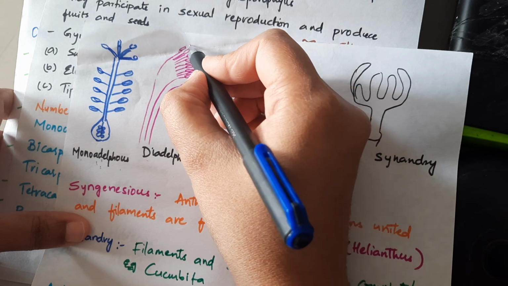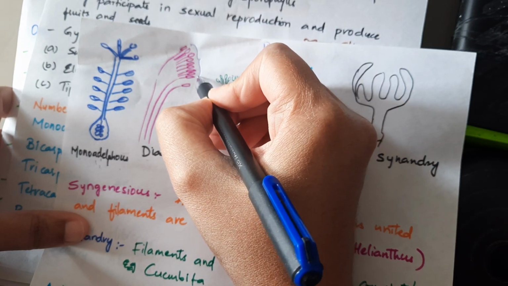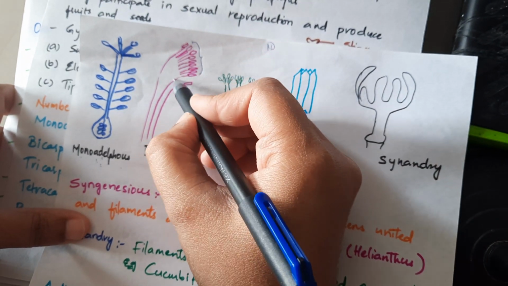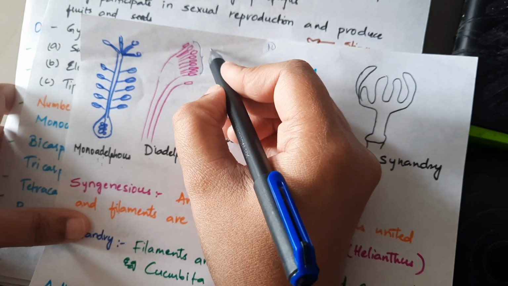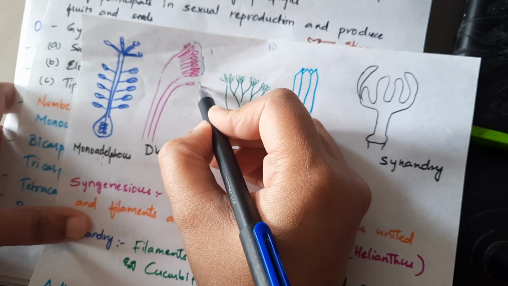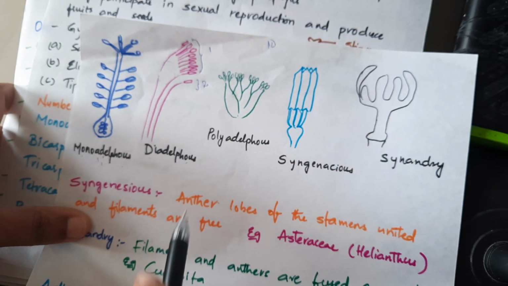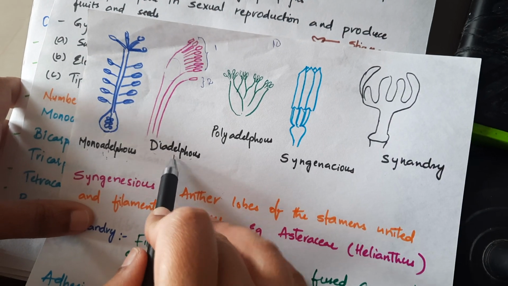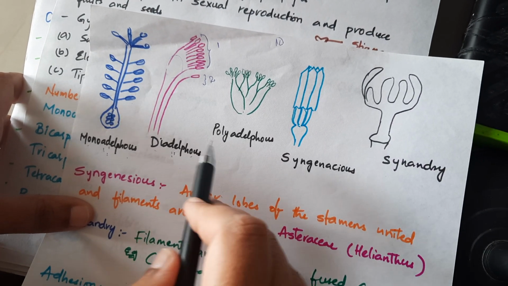Diadelphous: here, of the total 10, nine stamens have their filaments united, forming a single bundle, and the tenth remains free and forms the second bundle. That is the diadelphous condition, which is seen in the dolichos.